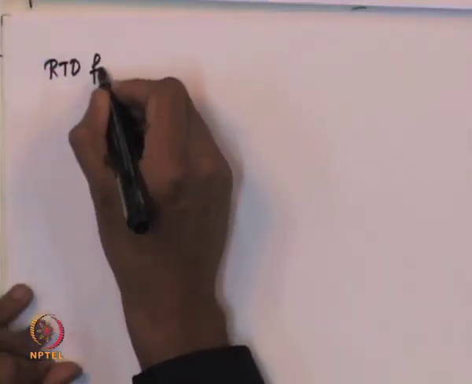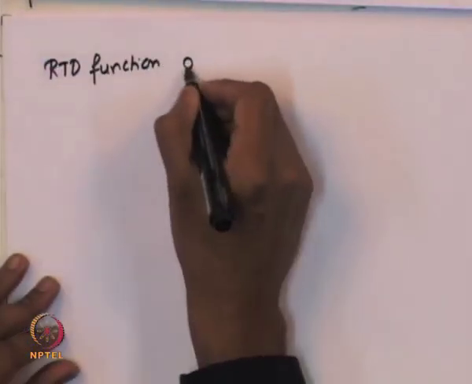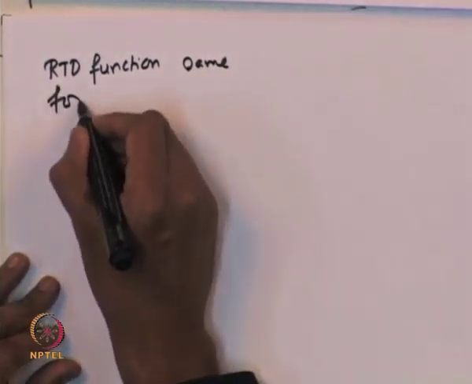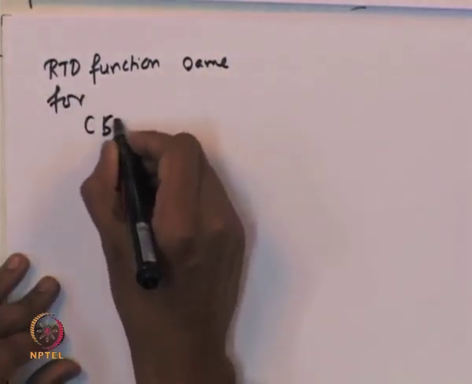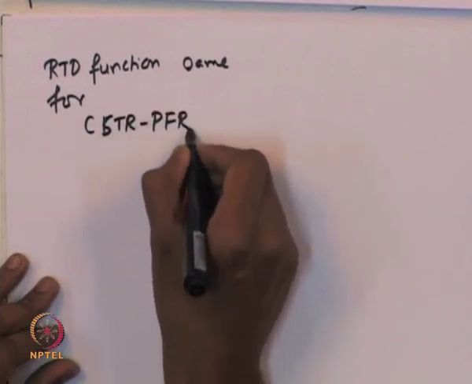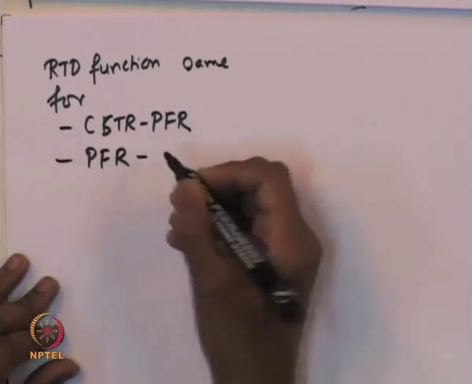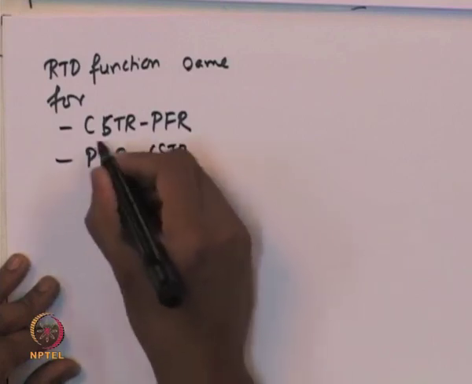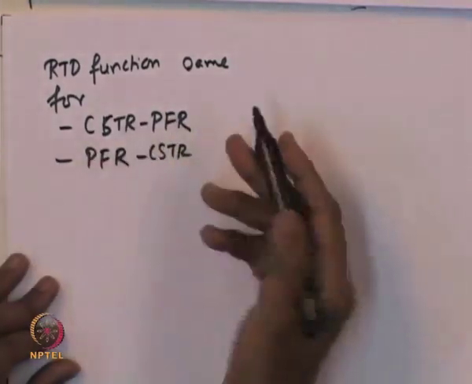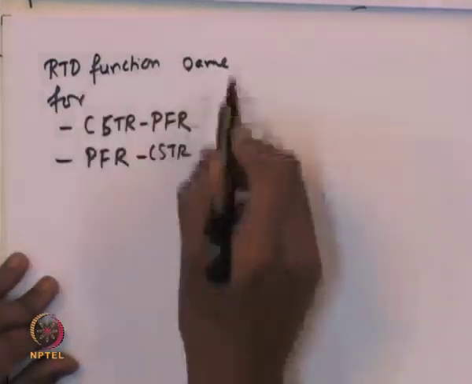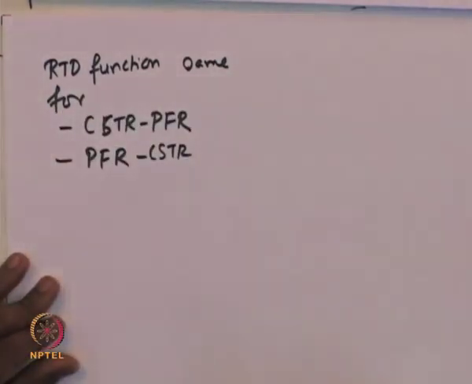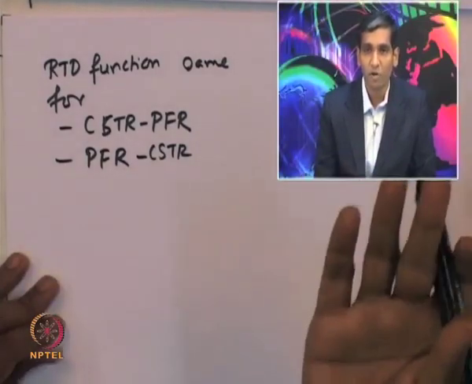So, therefore, what one observes is that the RTD function is the same for a CSTR followed by a plug flow reactor in series and a plug flow reactor followed by a CSTR. So, it does not matter in what order the CSTR and the plug flow reactor are placed, the residence time function of the series combination will continue to be the same.